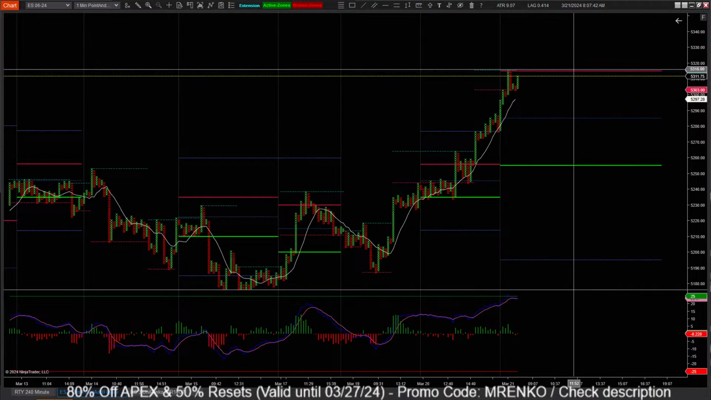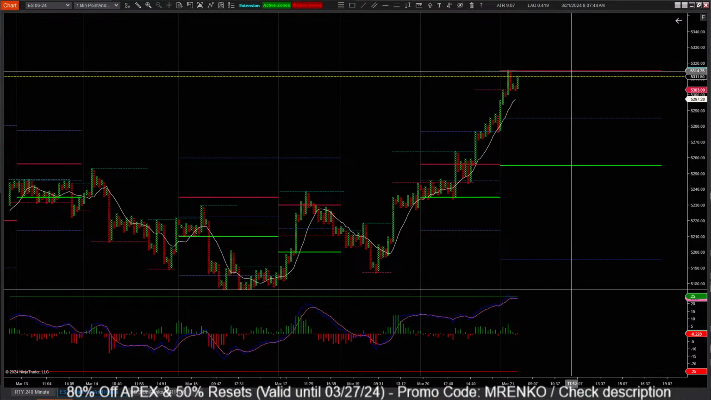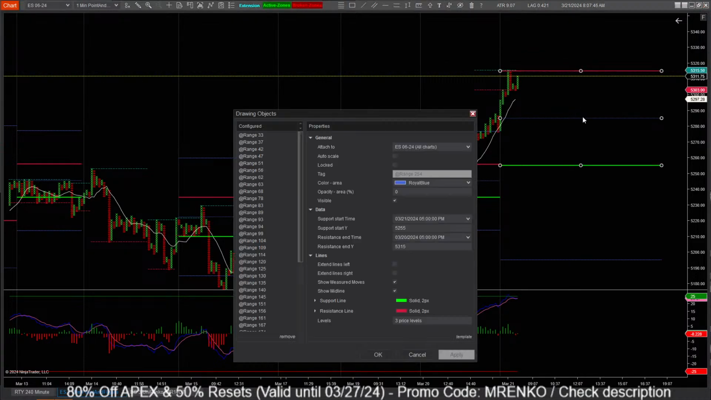Okay, so resistance here, I'm going to put this one in the overnight. 53. There we are, an all-time high here. So 50 to 55 is a support. Also, always take a look at this mid, right?